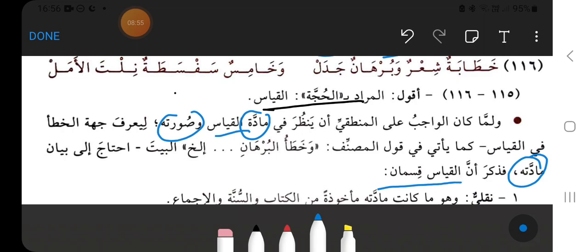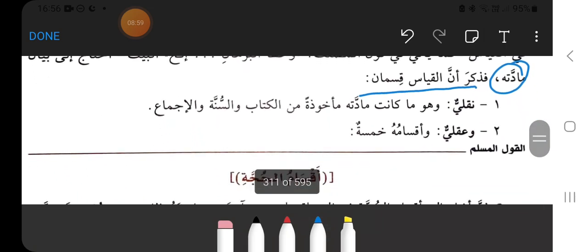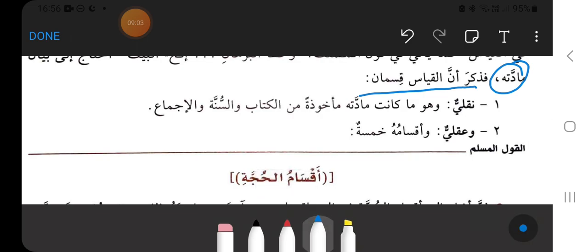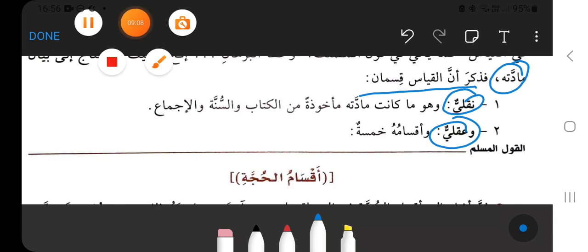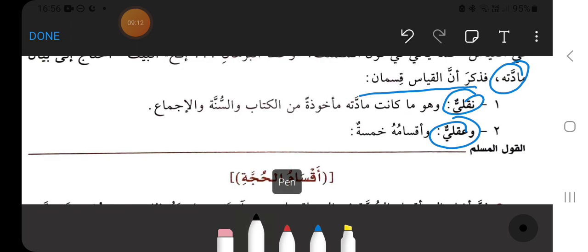As to the content, there are two types of arguments, naqli and aqli. Okay, let's look at these. Al-naqli is the one whose subject matter is taken from the Book, the Sunnah and the consensus, and the aqli has five divisions.